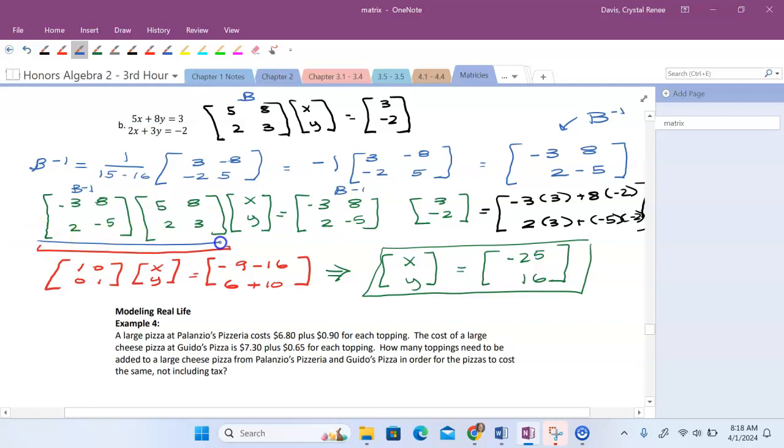So when I multiplied this, remember the purpose of the inverse is to get the identity matrix. And so we did that. And then I actually physically multiplied these two out. And the identity matrix means that I can multiply anything by it and it equals itself. So once I multiply what's on the left, I just get x and y. And then if I clean this up, I get -25 and 16. So in other words, x is equal to -25, y is equal to 16.